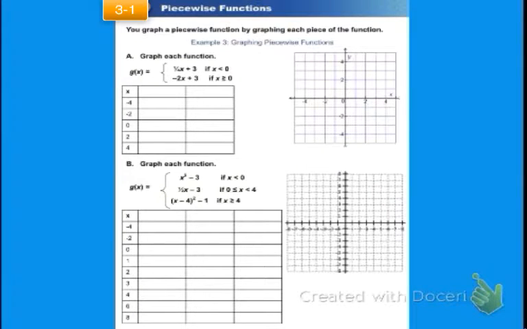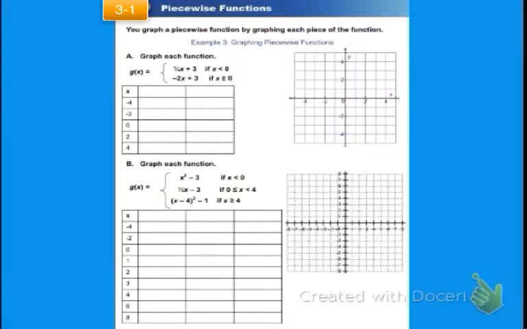So looking at example A, it says graph each function, and they say that g of x is equal to 1/4 x plus 3 if x is less than 0, and -2x plus 3 if x is greater than or equal to 0. Now here's the strategy that I use.